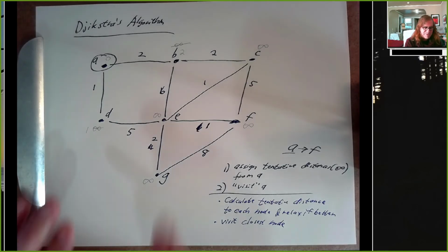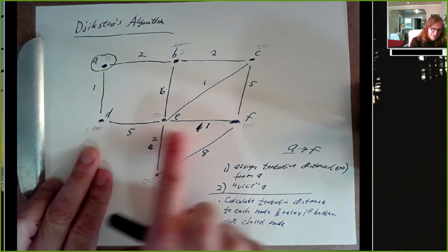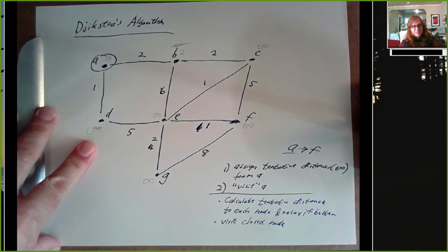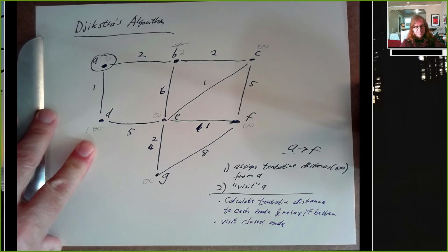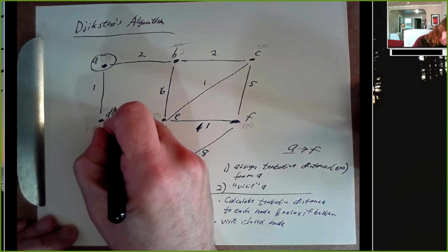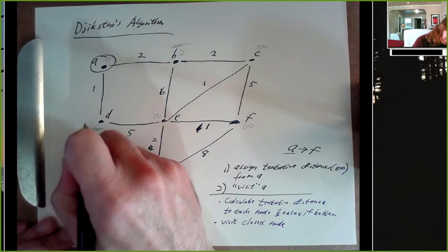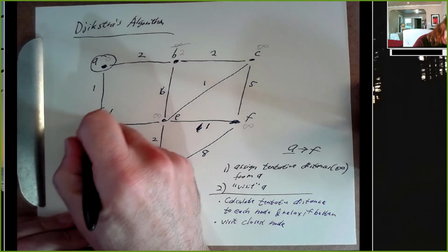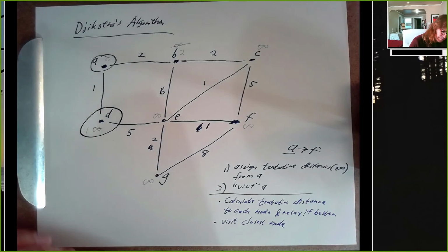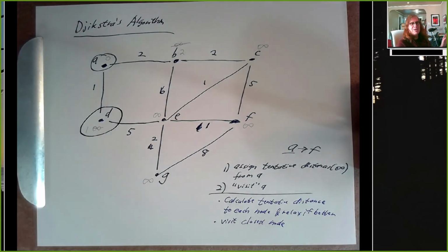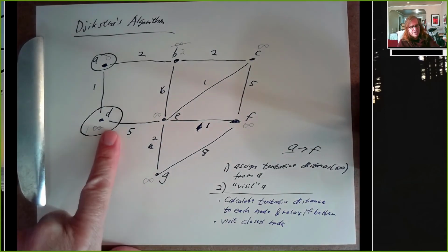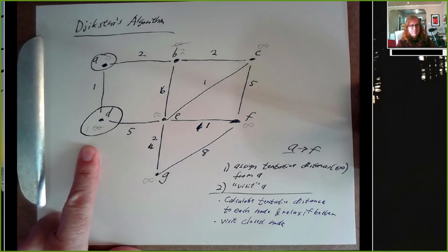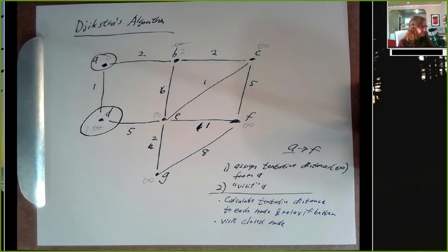Well, what have we got? We've got 2, infinity, 1, infinity, infinity, infinity. Looks like D is the closest node. So we're going to visit that. And when we visit a node, we're basically locking in that distance. We're saying, no matter what else happens, I know I can always get to node D in a distance of 1. So we're locking that in.